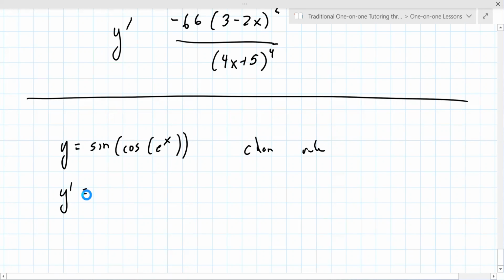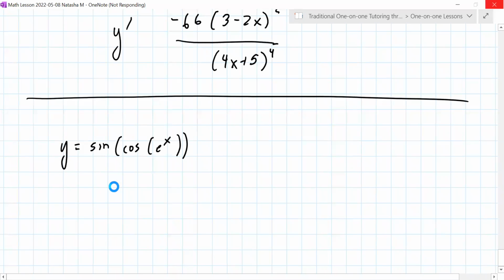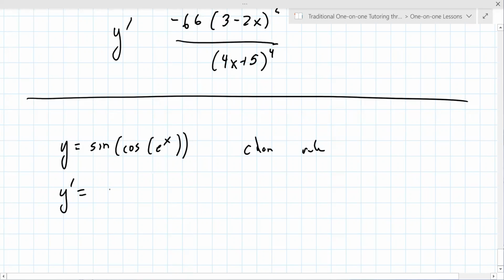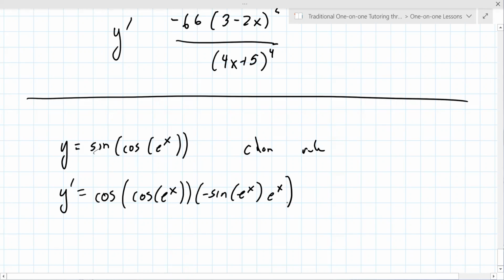So your derivative, you start with the outside function. Derivative of sine is cosine. Sorry, there's a small lag in there. There it is. Derivative of sine is cosine. Keep the inside function, which keeps the next inside function. Take the derivative of cosine. Derivative of cosine is minus sine. Keep the inside function. And then take the derivative of the last one, which is e to the x. Like that.